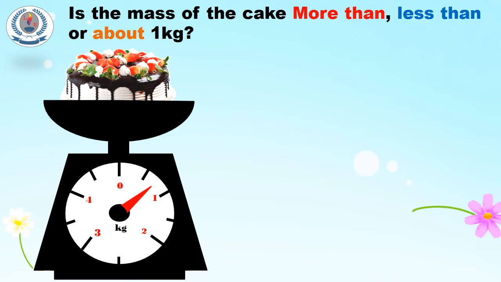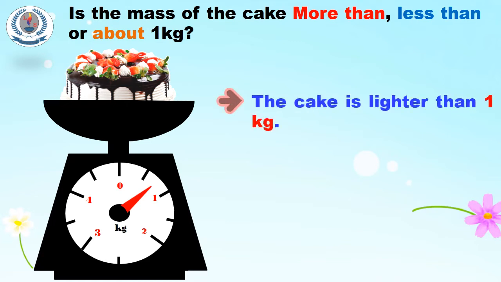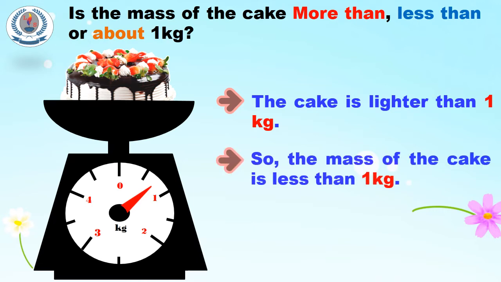Now look at the scale carefully. The needle is between 0 and 1 kilogram. It means the cake is lighter than 1 kilogram. So the mass of the cake is less than 1 kilogram.